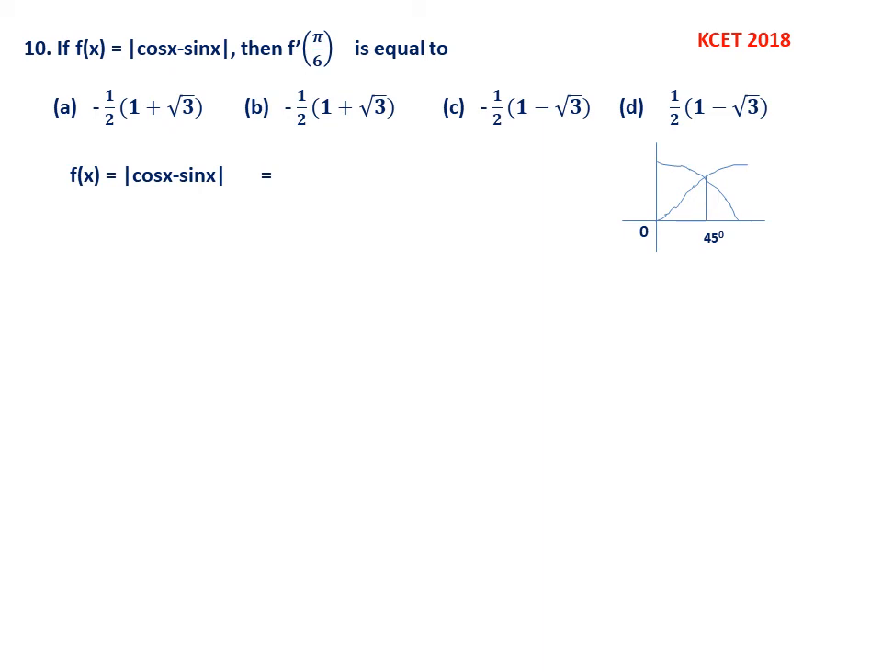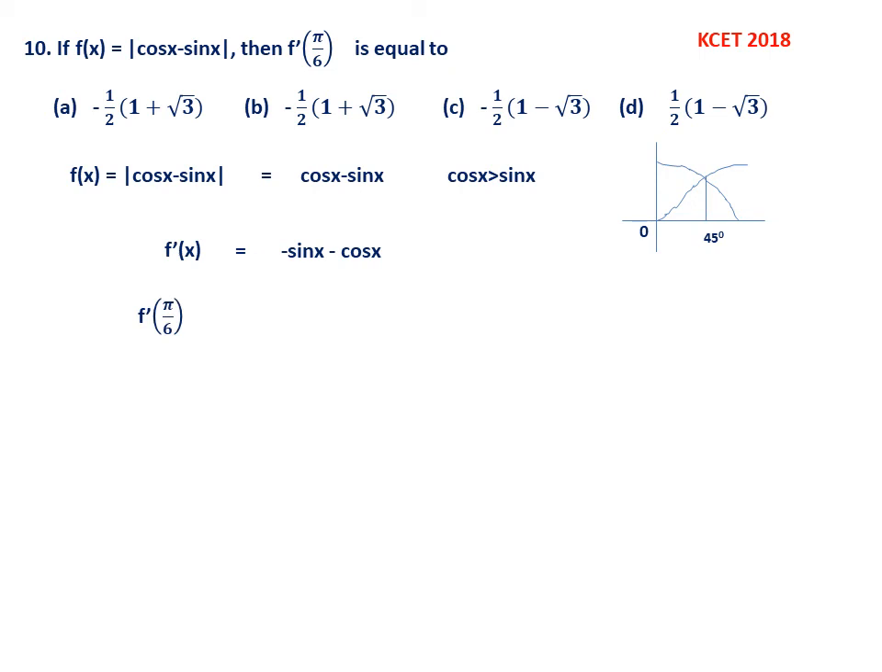Therefore, definitely mod of cos x minus sin x is positive because cos x is more than sin x. So mod of x is x if x is positive. Therefore, using that condition, first I can write mod cos x minus sin x as cos x minus sin x. Now differentiation is not difficult. Therefore, f dash x will be equal to minus sin x minus cos x. So now substitute, that's all.